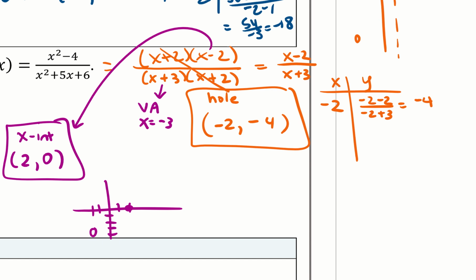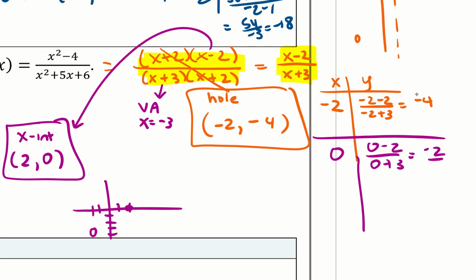We also were asked to find the y-intercept. So to find the y-intercept, plug in a 0. Now you could plug it into the original equation. You could plug it into the factored form. You could plug it into the reduced out factored form, which I think is actually the fastest. So if you plug in a 0 here, you would get -2 over 3. So we have a y-intercept somewhere along there.